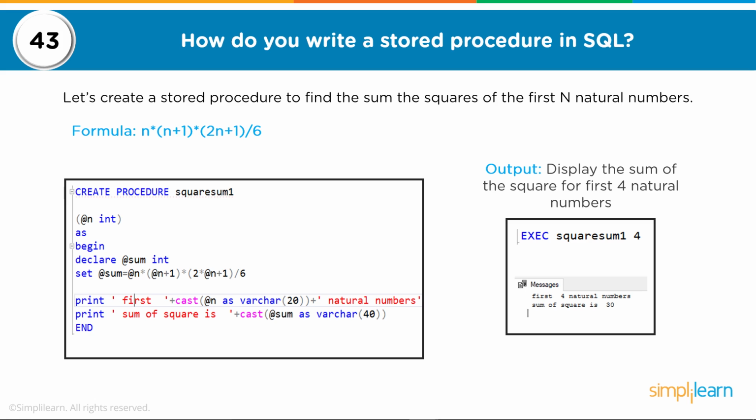And then of course we can go ahead and print those out. Print first, cast @n, or our variable, as a varchar 20, natural numbers. Print the sum of the square is, cast the @sum as varchar 40, end. And then we do the output, display the sum of the square for the first 4 natural numbers. We have execute square sum 1, and then we're going to put in 4, and you can see here where it brings up the first 4 natural numbers. Sum of square is 30.